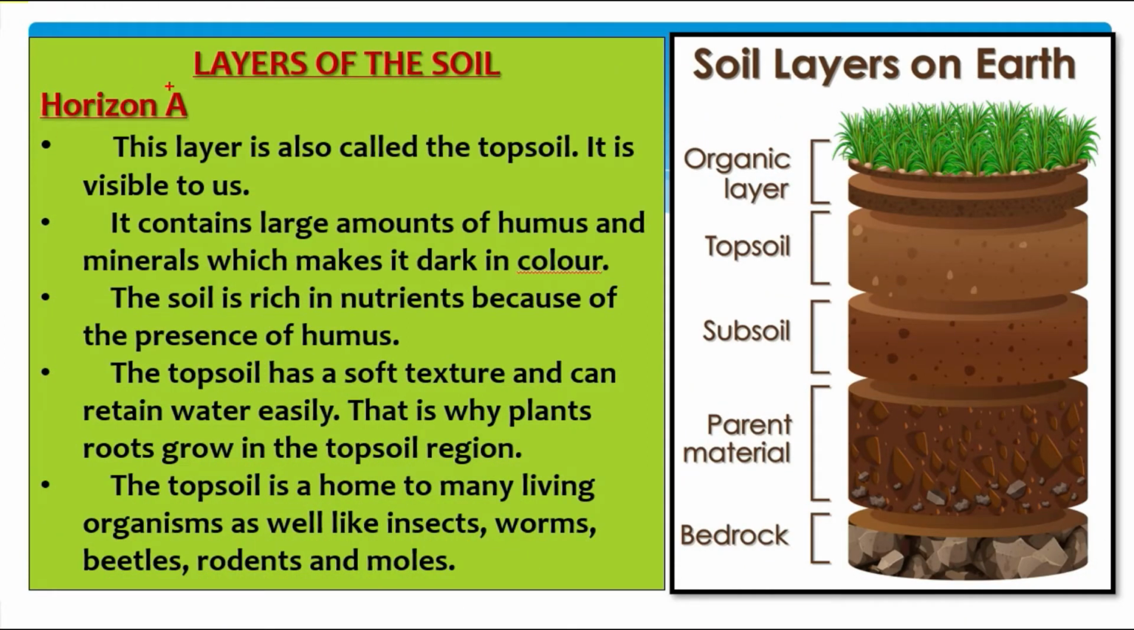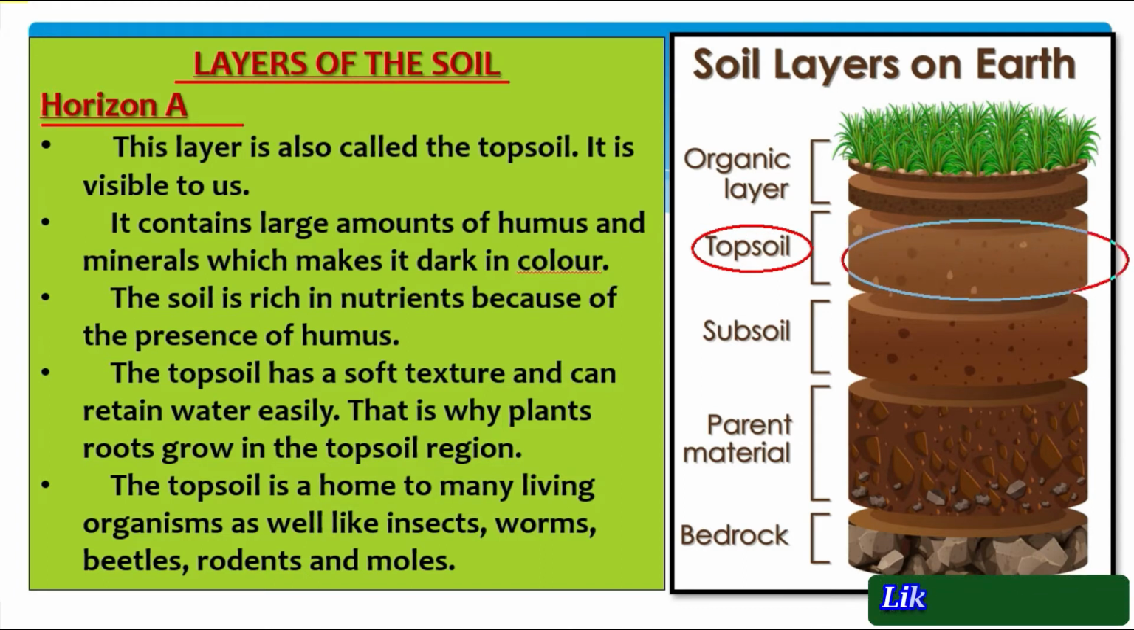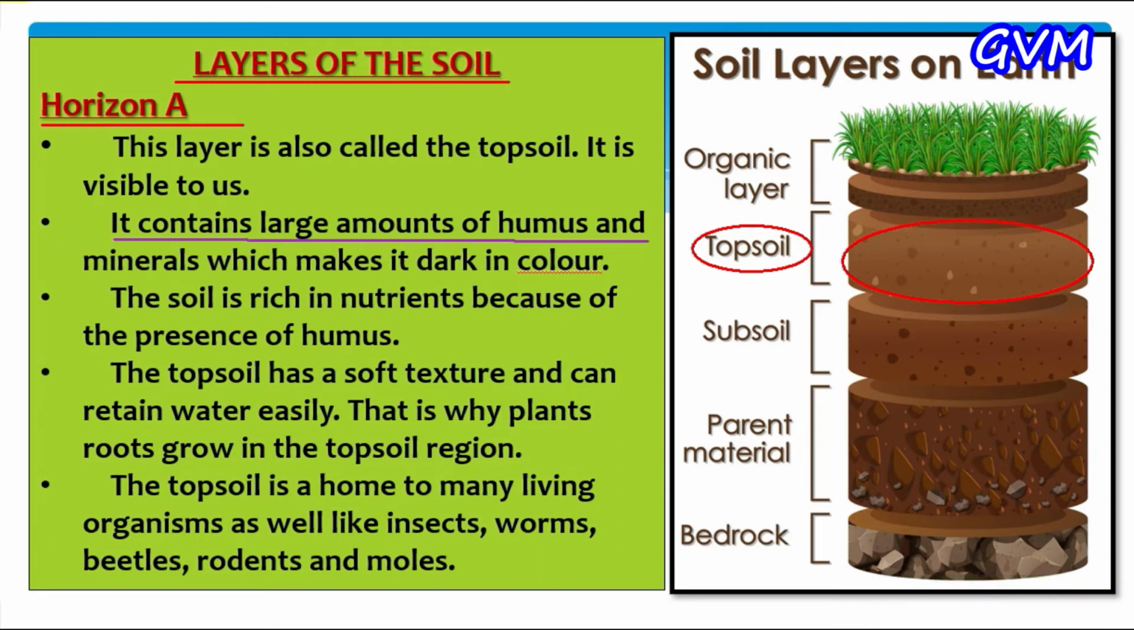Now students, let's understand the different layers of the soil. Students, the first layer of the soil is also known as A horizon, that is here. This one is known as the A horizon or topsoil. Students, this A horizon is the topmost layer of soil that is visible to us. And students, it contains a large amount of humus and minerals which makes the soil dark in color.